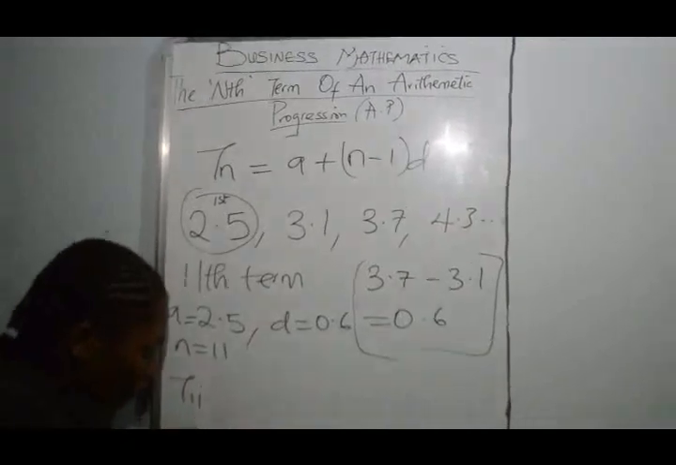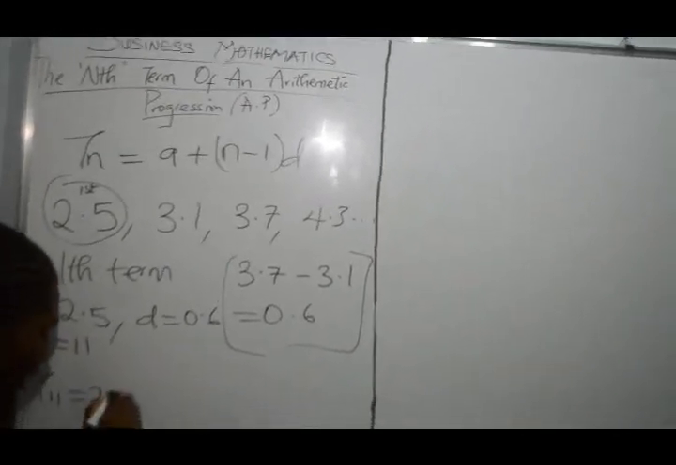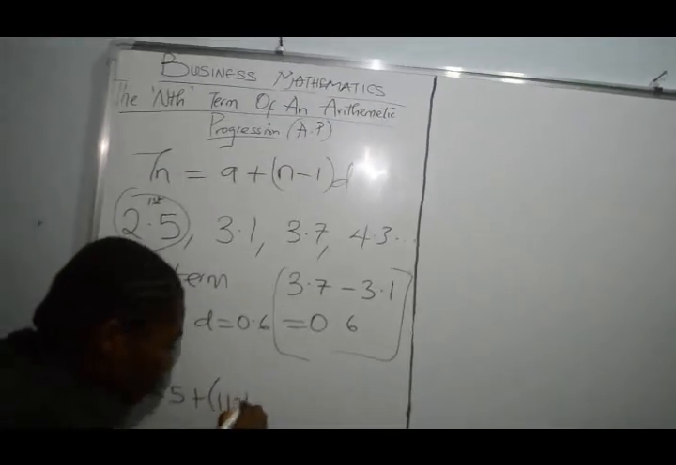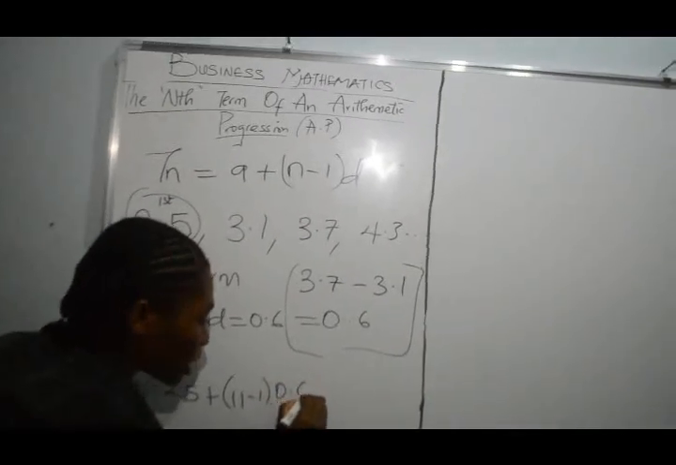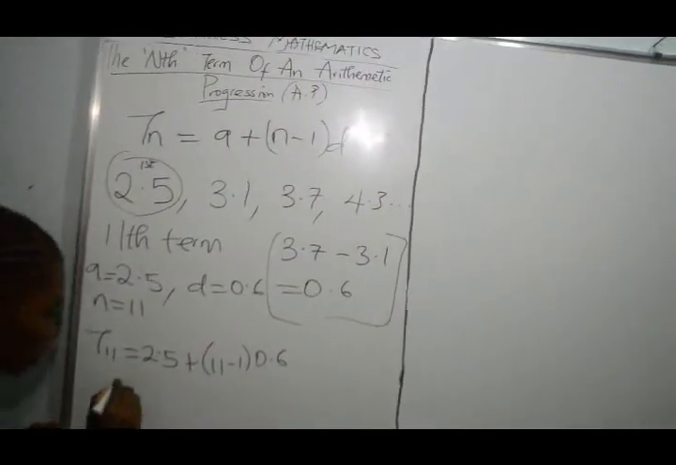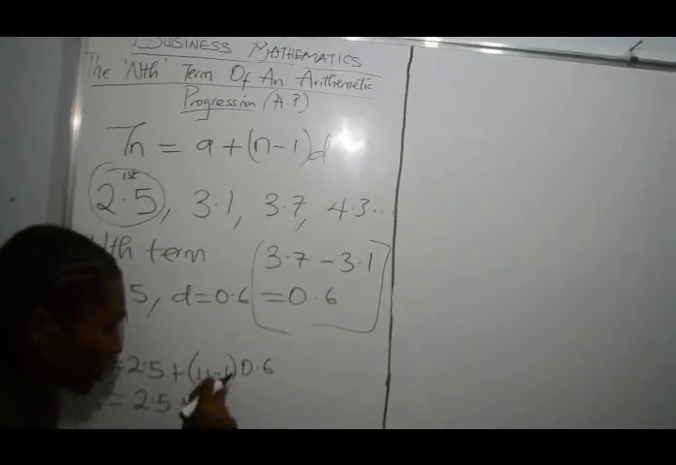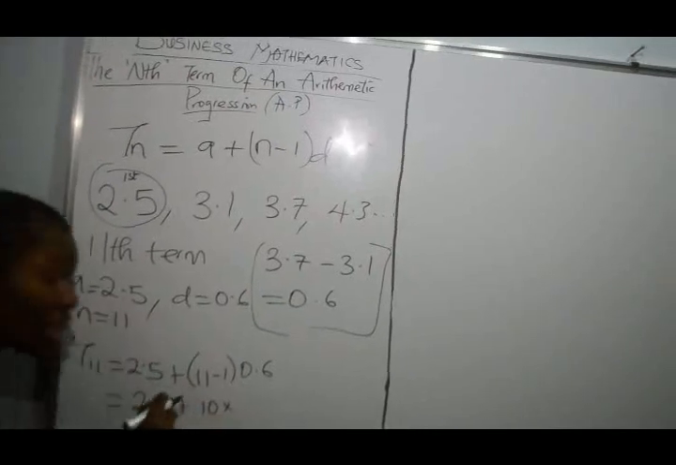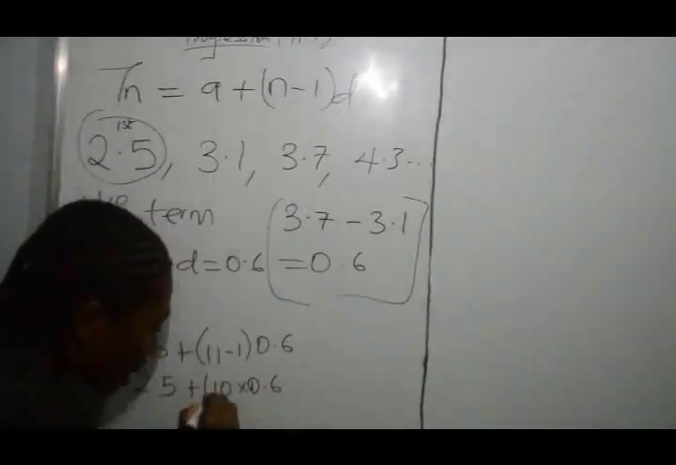Our T11 will be equal to our A, which is 2.5, and our n is still 11, minus 1, multiplied by our common difference, which is 0.6. Put it together. Now when we solve this, we'll have 2.5 plus 11 minus 1, which gives us 10. Then the bracket signifies multiplication, multiplied by 0.6.